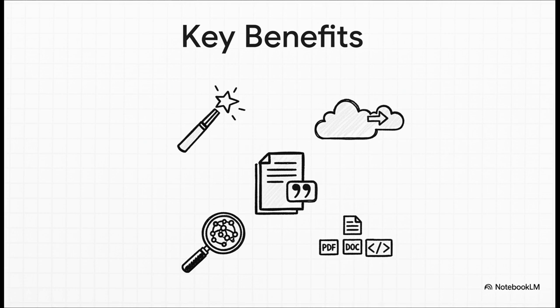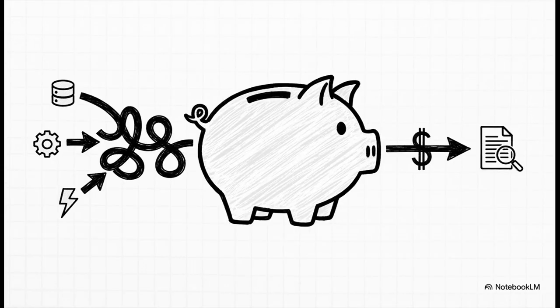Oh, and this one is huge for building trust. It has built-in citations, so you can always see exactly where the AI got its information from. Plus, it supports a ton of different file formats, PDFs, Word docs, you name it. And it's built to scale with you. But honestly, beyond all the cool tech, Google has introduced a pricing model here that completely changes the economics of building these kinds of systems.